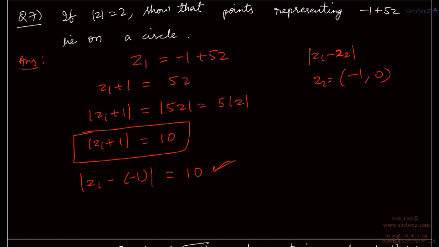The distance is always 10, but that means that it is a circle, right? Hence, we are just supposed to bring this into this form, and hence z1 represents a circle. Right? Now further, minus 1 actually is the center, and 10 is the radius. Okay.